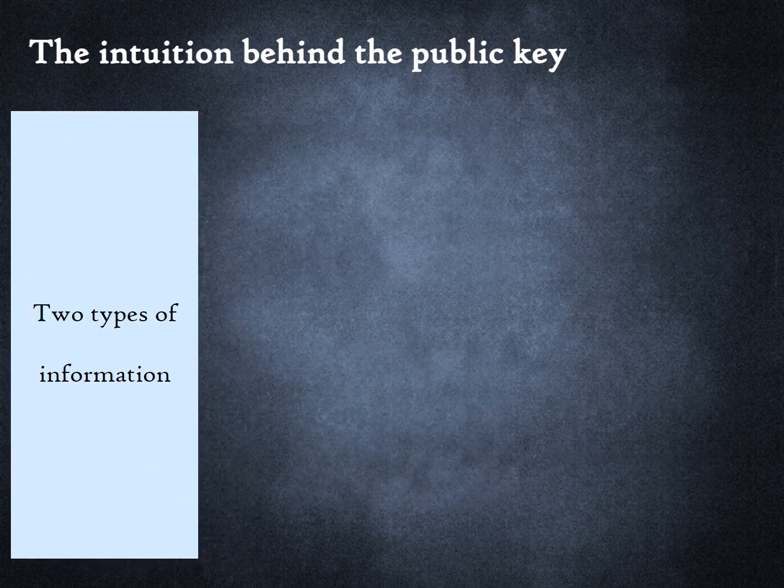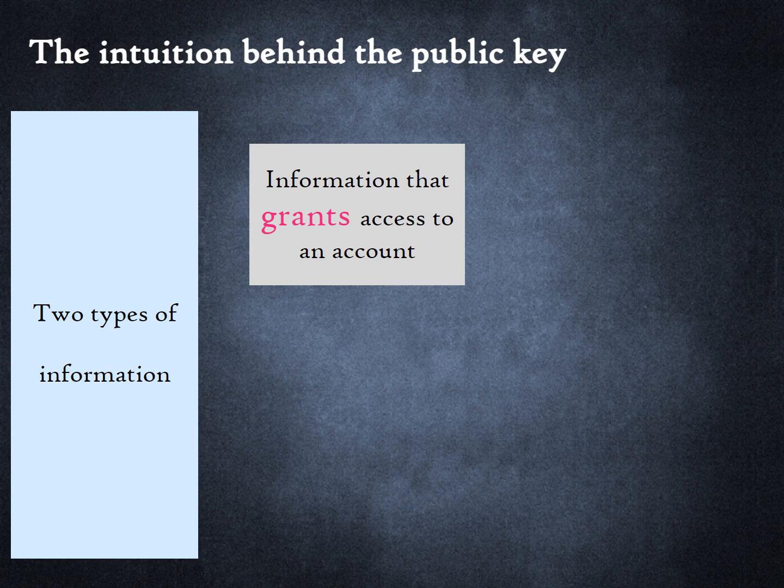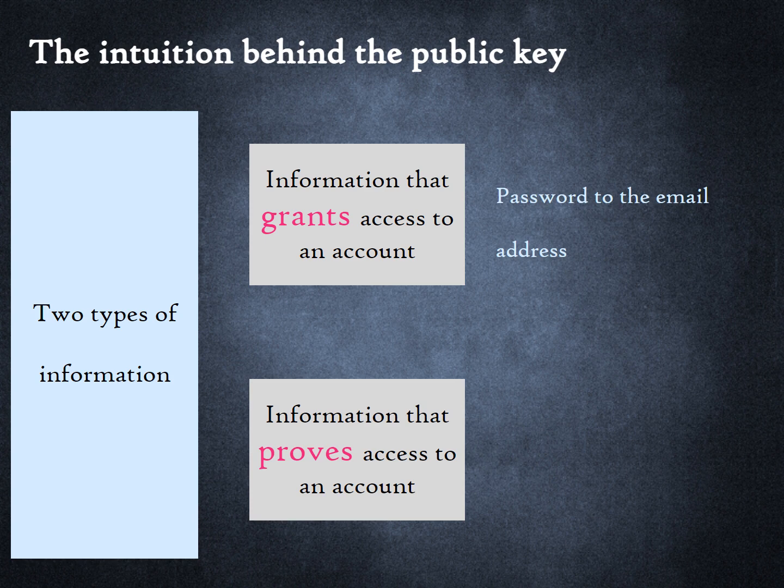In this example, we can distinguish between two types of information. The first is information that grants access to an account. In this case, it is the password. The second is information that proves access to an account. In this case, it is the receipt of an anticipated email. The private key is equivalent to the password. The public key helps in proving that you knew the private key in the same way the anticipated email does. The mechanism by which the public key accomplishes this purpose will be covered in the next lesson.